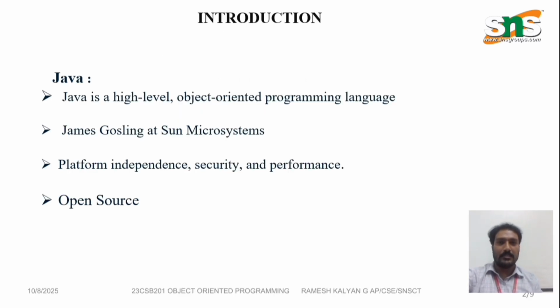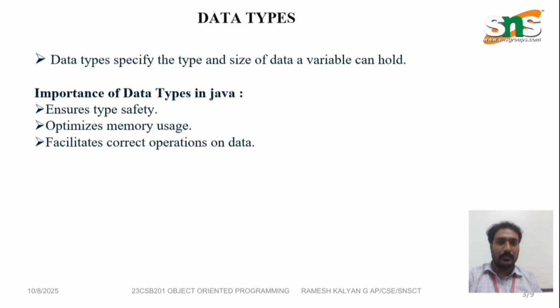So, as an introduction, Java is a high-level language. It is an object-oriented programming language. It was initially founded by James Gosling at Sun Microsystems, and later on it was acquired by Oracle Systems. The main features of Java are platform independence, its security, and its high performance. Java is open source. So in this video we will be seeing about the data types used in Java.